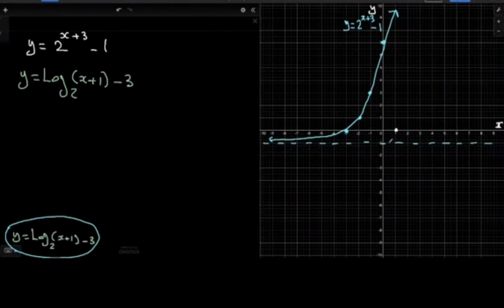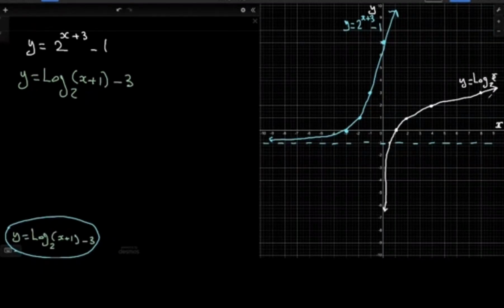And the parent graph for the log looks like this. You go through 1, 0, and 2, 1, and 4, 2, and 8, 3. And the y-axis is the asymptote. So this would look like this. My hand is usually shaking, so I'm very impressed with myself today because I could graph this without going all over the place. So this graph here is y equals log base 2 of x.